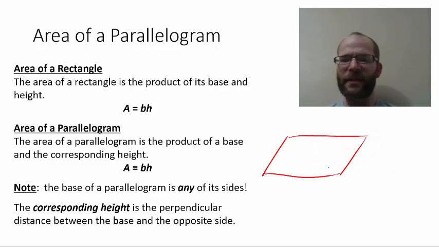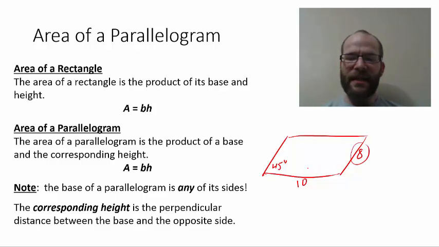Suppose this is a parallelogram. We'll stipulate that this is a 45-degree angle. And we'd like to find the area of this parallelogram. Suppose this side is 10 units, and this side over here is 8. How do we do that? The first thing we should recognize is that either of these can be the base. For this exercise, I'll choose the side that is 10 to be the base.